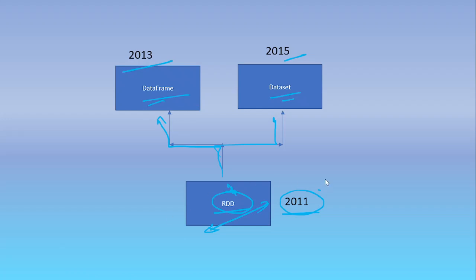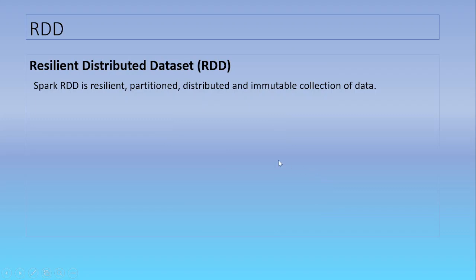So let us look in detail at what we mean by RDD. I've written a definition of RDD. RDD stands for resilient distributed data set. It might sound confusing at the beginning, but it is simple. Spark RDD is a resilient, partitioned, distributed, and immutable collection of data. Let me decode it one by one.